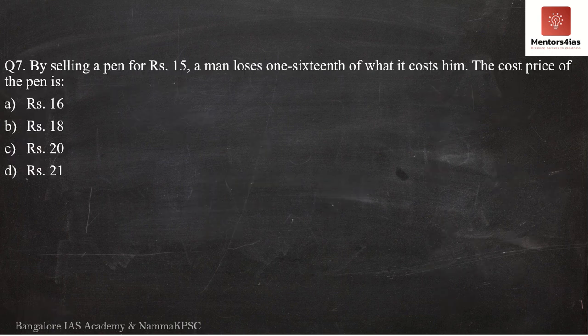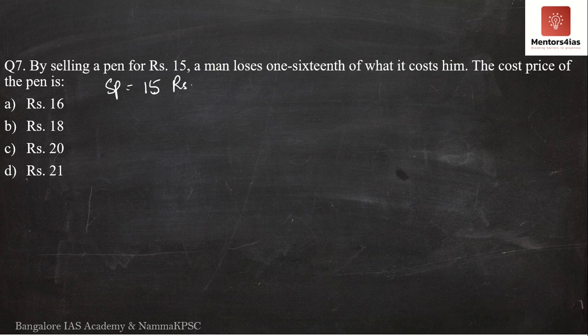Question number 7. Now what does question number 7 say? Question number 7 says, by selling a pen for rupees 15, a man loses 1/16th of what it costs him. Therefore, what is the cost price of the pen? Now, what is the selling price? Selling price is rupees 15.